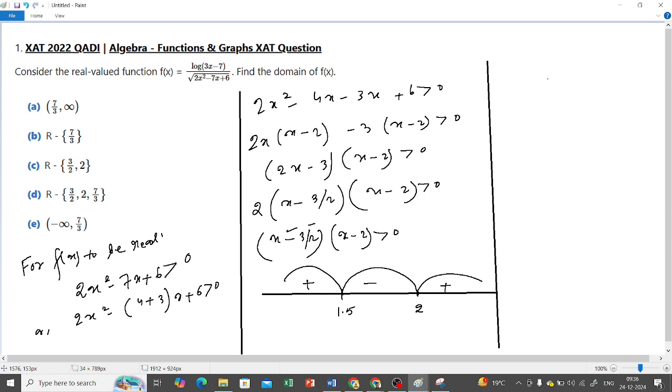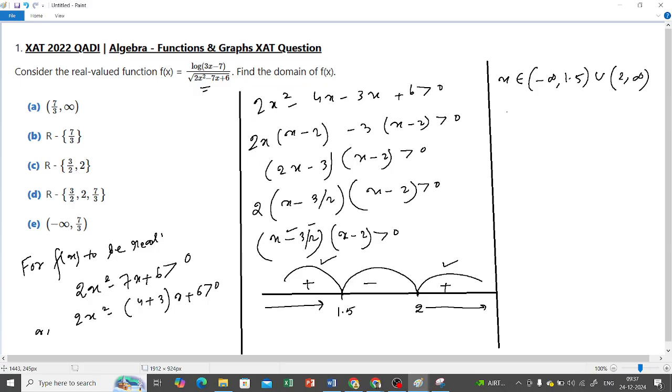Now see, greater than 0 means positive, so I will take the plus portions. For the positive one, x is coming from here to here, and for this one, x is going from 2 to here. So that means x belongs to (minus infinity, 3/2) union (2, infinity). This is according to the denominator. This is what I'm getting for x.